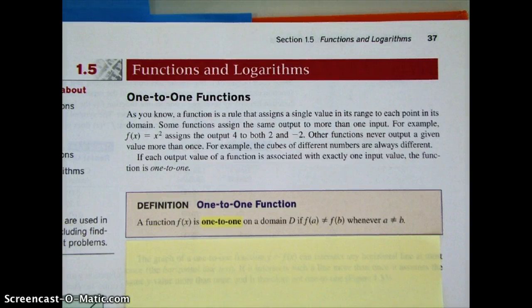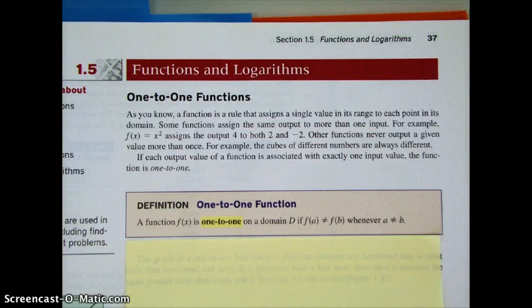As you know, a function is a rule that assigns a single value in its range to each point in its domain. In other words, each input is assigned to one point in the output. Some functions assign the same output to more than one input. For example, f of x equals x squared assigns the output 4 to both 2 and negative 2. In other words, both 2 and negative 2 are assigned to 4.